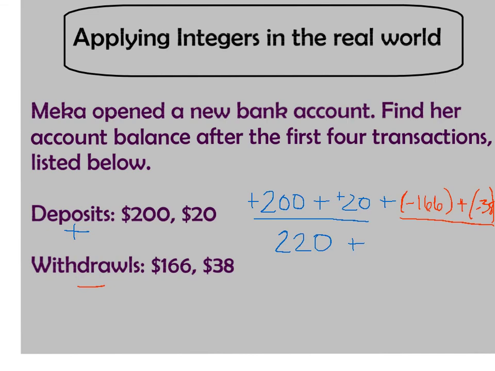So I'm going to add -166 plus a -38, and we get a -204. And then when you add those together, notice that we have more positives. So 220, we have more of that number. And really, how much more do we have? We have $16 more. And so our final answer after we make all those transactions is that we still have $16 left in our bank account.